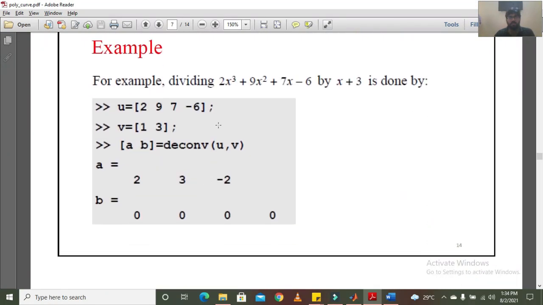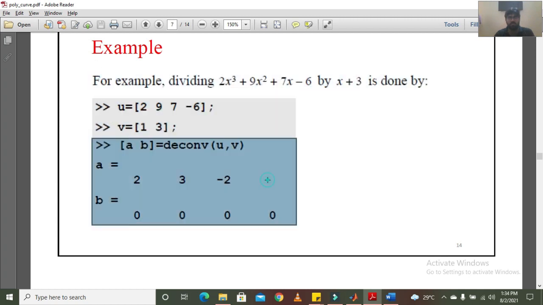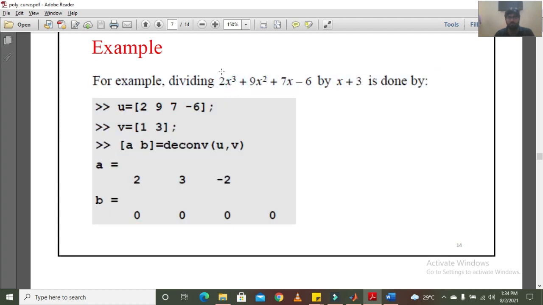Let's say we discuss another example. These are two polynomials: 2x to the power 3, minus 9x to the power 2 plus 7x minus 6, and I divided with x plus 3. So I define the coefficients of these variables and I multiply and divide it.